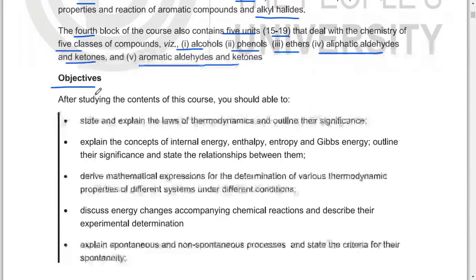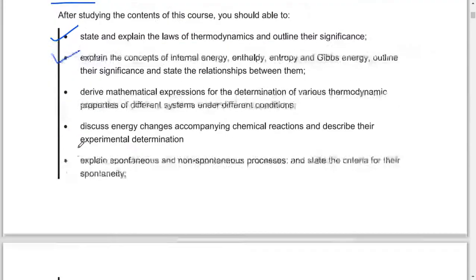Objective: after studying the content of this course, you should be able to state and explain the laws of thermodynamics and outline their significance. Explain the concept of internal energy, enthalpy, entropy, and Gibbs energy, outline their significance, and state the relationships between them. Derive mathematical expression for the determination of various thermodynamic properties of different systems under different conditions. Discuss energy changes accompanying chemical reactions and describe their experimental determination.